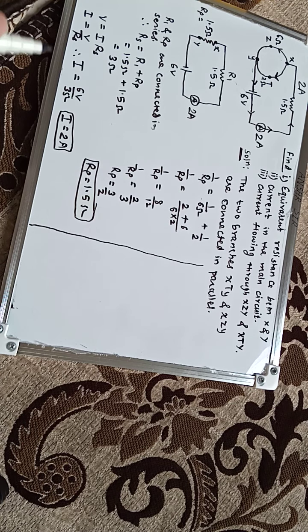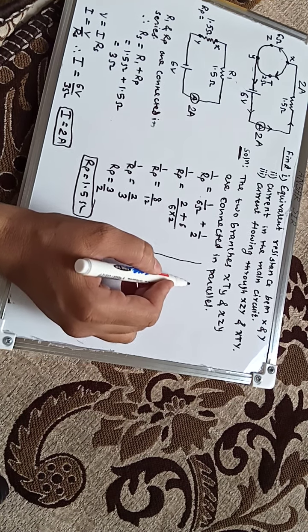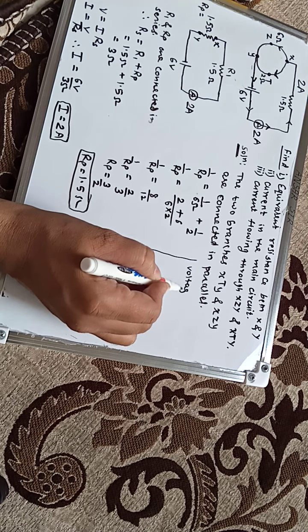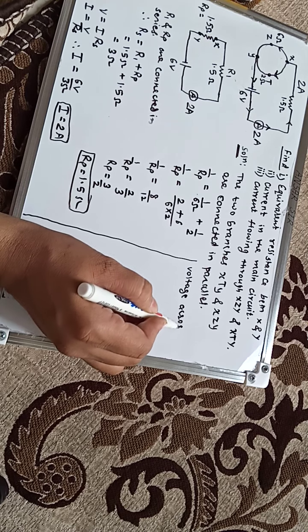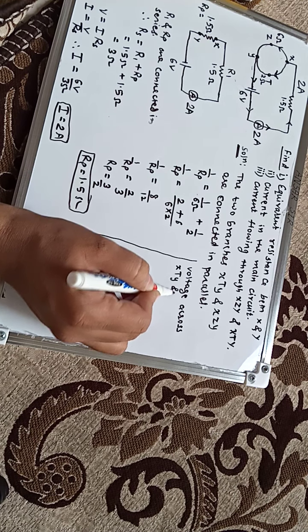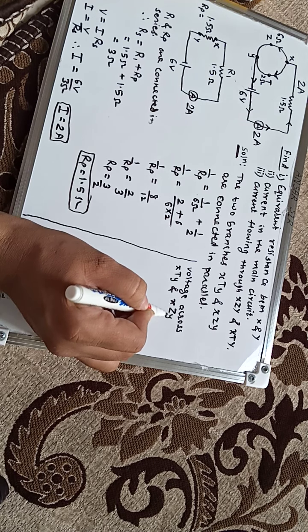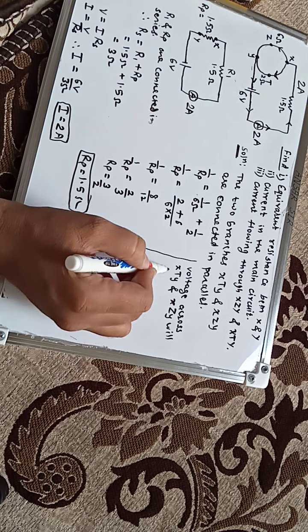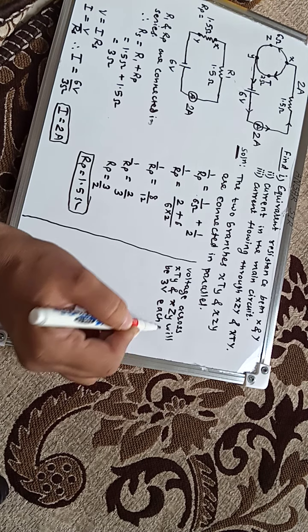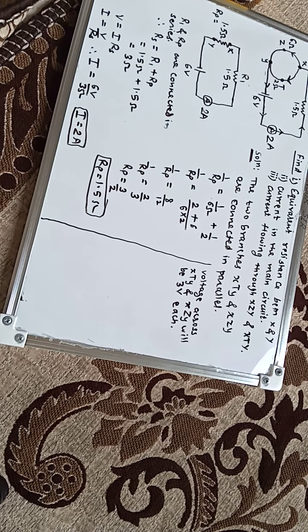Okay, see. So the voltage across XTY and XZY will be 3 volt each. Because they are in parallel, the voltage will be the same. Have you understood why I am writing 3 volt? Why not 6 volt? Because the battery, the cell, is giving 6 volt.